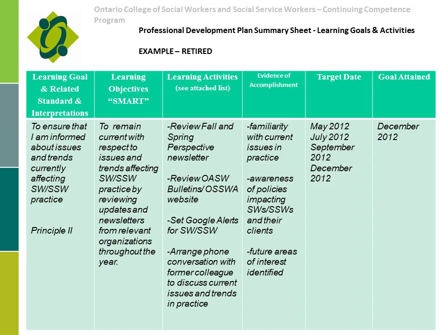Learning activities, in the third column, include review of newsletters, bulletins, and websites, and also consultation with former colleagues who are still practicing. The member indicates that evidence of accomplishment will be familiarity with relevant issues and policies, and perhaps the identification of a future area of interest. This member anticipates that the learning activities will take place throughout the year and will be completed by December 2012.